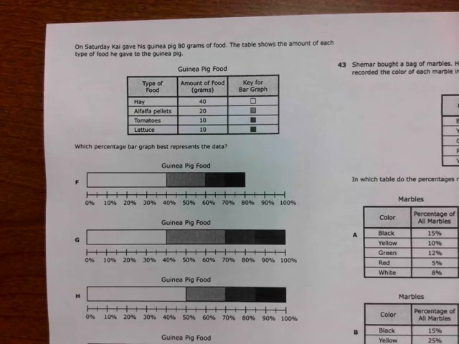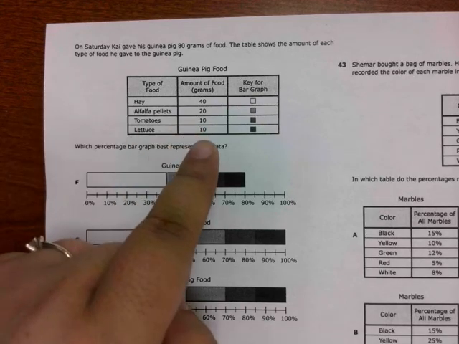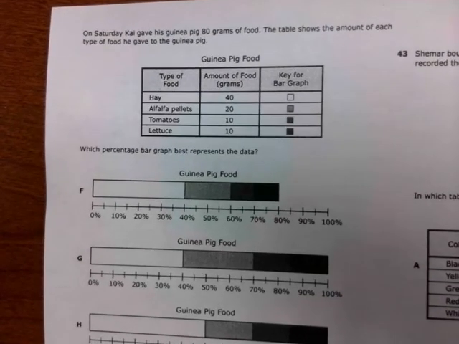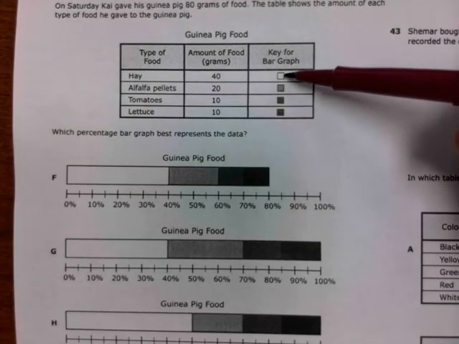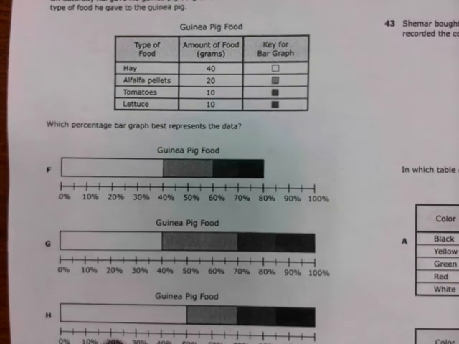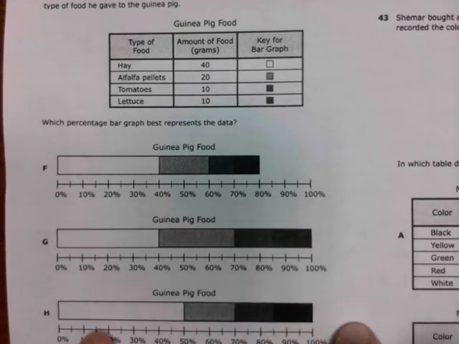It said, on Saturday, Kai gave his guinea pig 80 grams of food. The table shows the amount of each type of food he gave to the guinea pig. So we have these 4 different types of food right here, and then the amount in grams, and then represented on the graph with these different colors. I know it's kind of hard to see here, but they get darker. So this is white, gray, a little bit darker gray, and then darkest gray. It's kind of hard to see here, a little bit easier to see on my part. It looks kind of hard on the screen, but of course if this was given to you in front of you, it'd be a lot easier to read. So let's go ahead and get started.